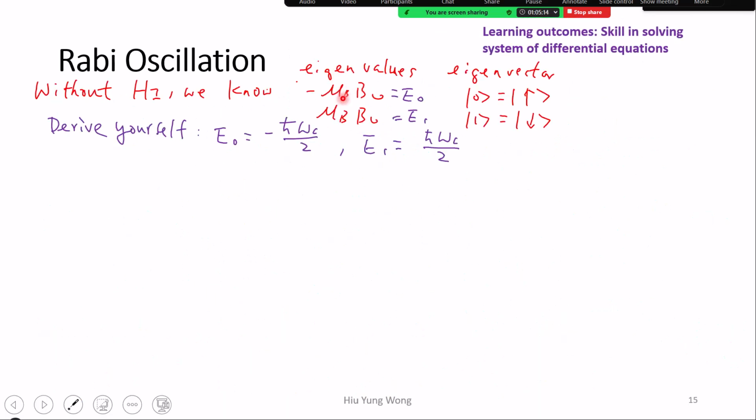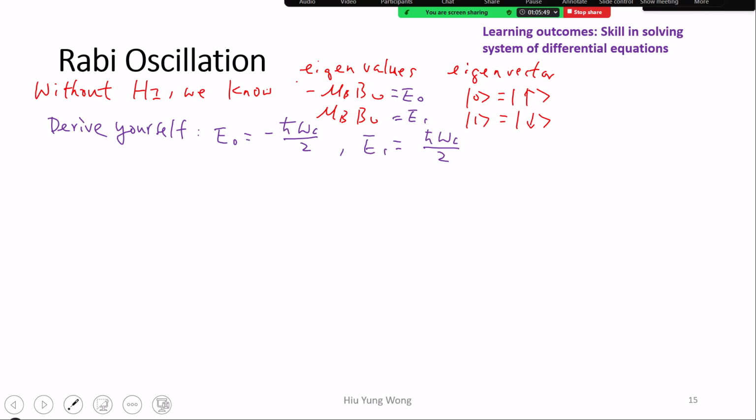Which is equal to this one. Okay? e over m, if you go through that, you will get that, right? And then you multiply by h bar divided by 2. Okay, so this is given, right? So basically, I know this system has eigenvalues E0 and E1, and the corresponding eigenenergies are negative h bar omega L divided by 2 and positive h bar omega L divided by 2. Is this okay?